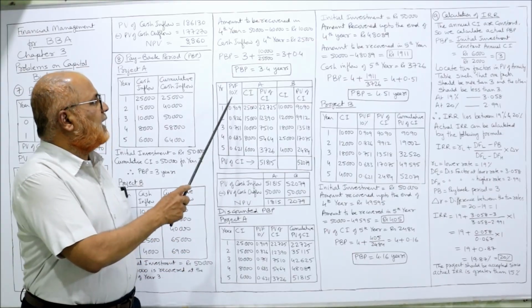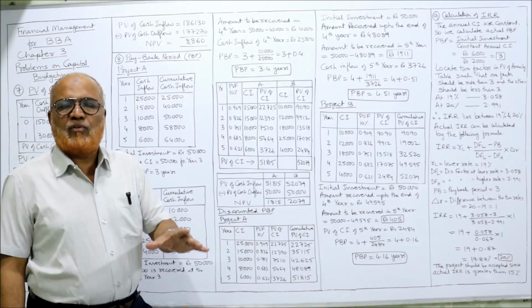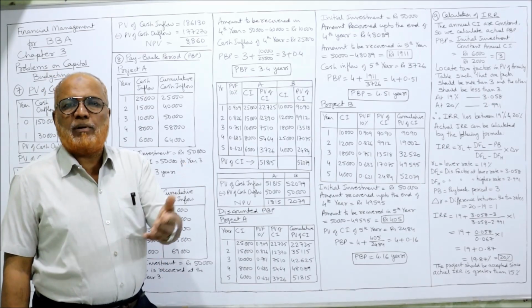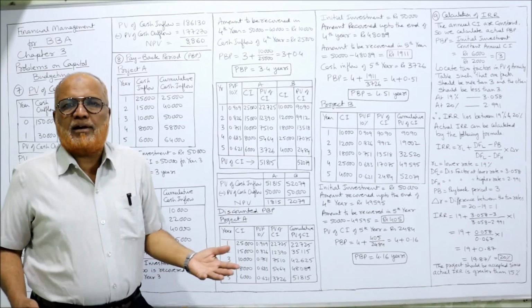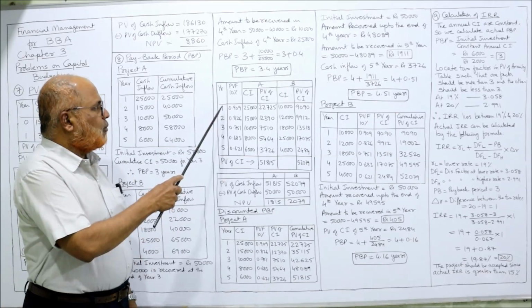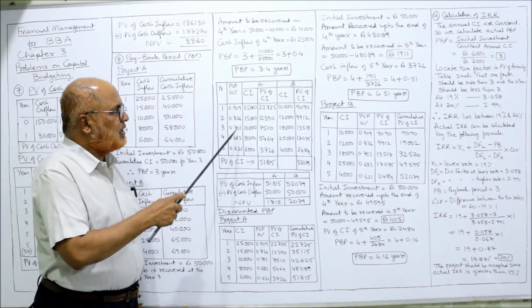Now we have to calculate the NPV, net present value. PV of cash inflow minus PV of cash outflow. Outflow is given in the problem, 50,000. No need to calculate. We have to calculate PV of cash inflows. So year 1, 2, 3, 4, 5. PV factors 0.909, 0.826 given in the problem.